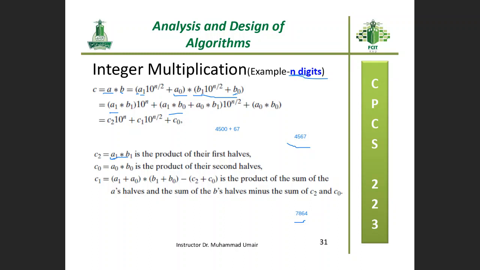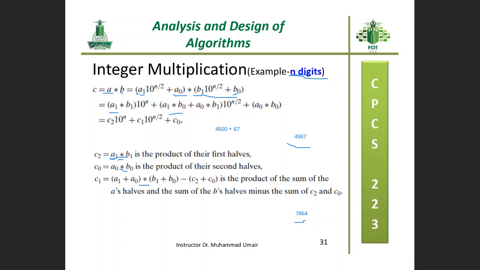So if you calculate, in every iteration, how many multiplications do you need? You need 3 multiplications. Is that clear? And this division will stop when every number has only one digit. Is it clear?